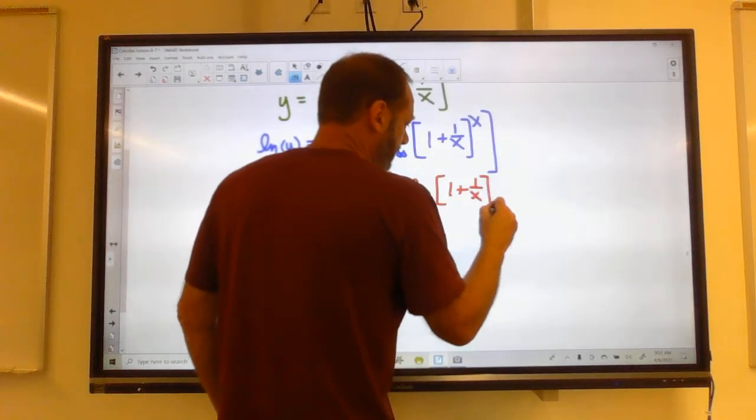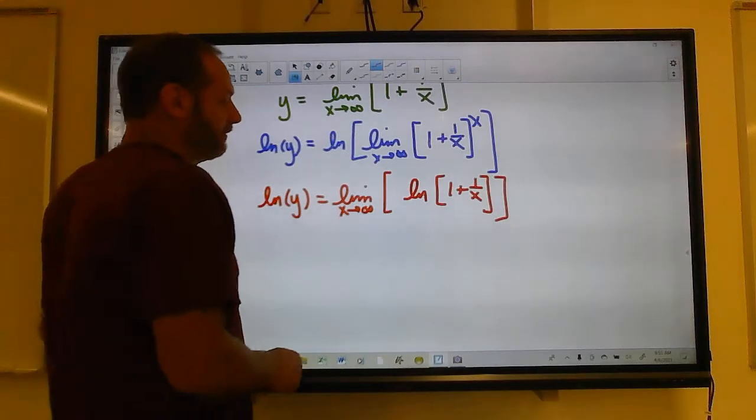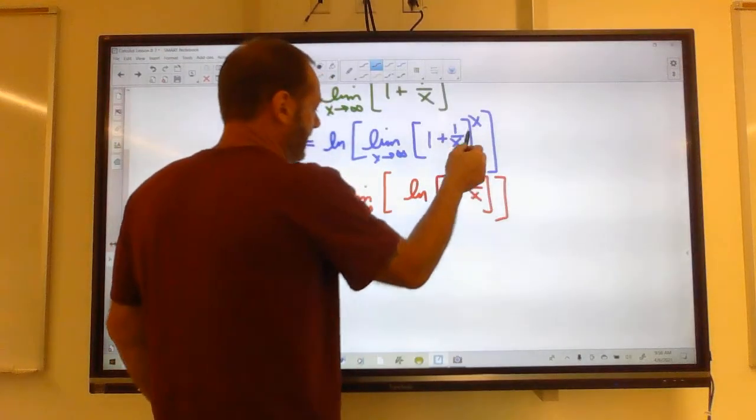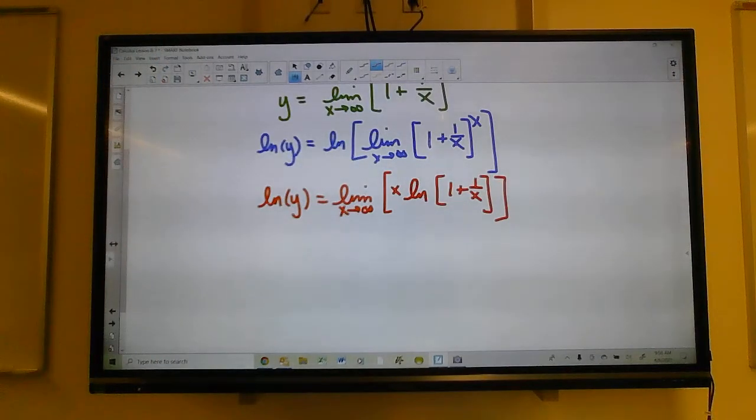And remember, from my properties of logs, when I have an exponent inside a natural log, I can bring that exponent down here in front. Okay, now I've gotten the exponent down.